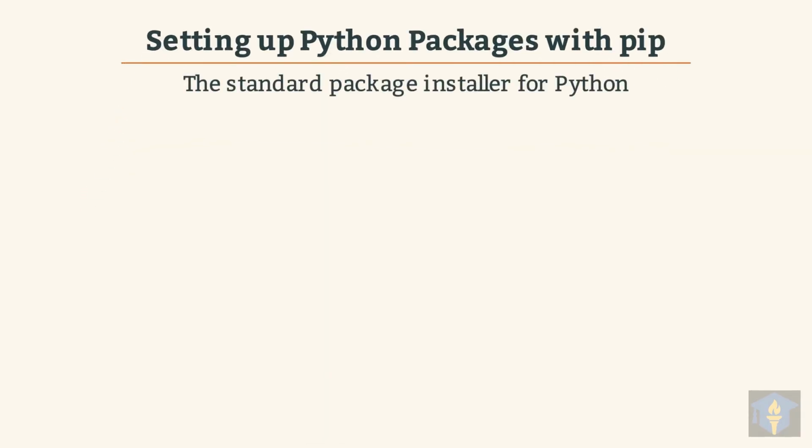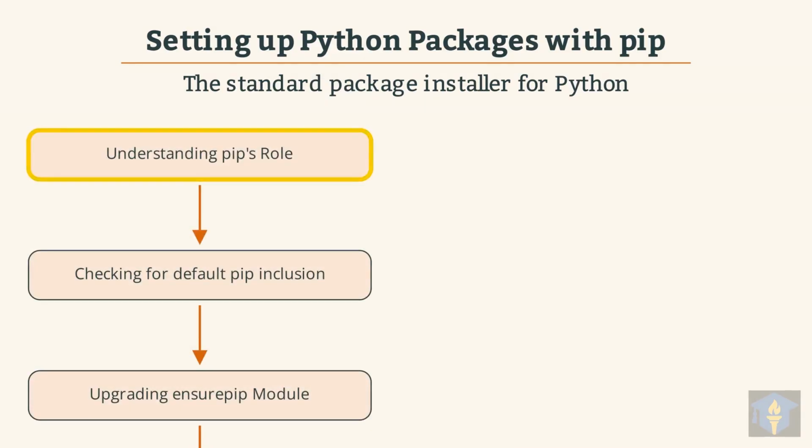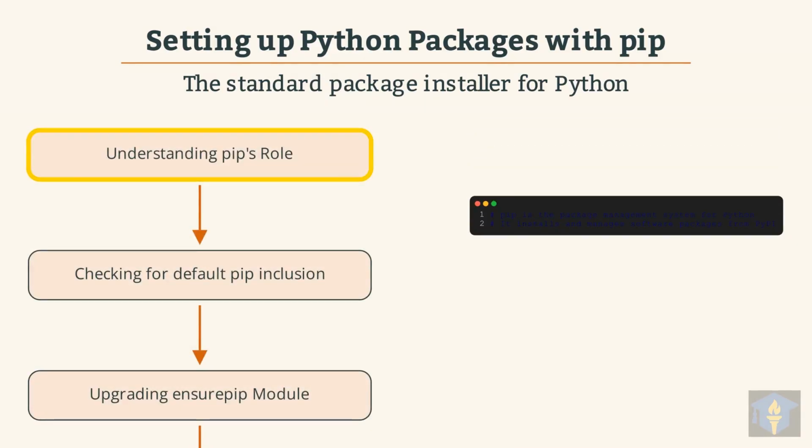Pip is the standard package installer for Python, simplifying how you manage external libraries. Understanding pip's role is crucial, as it's the primary system for managing software packages from PyPI, the Python Package Index. This powerful tool allows you to easily install and manage various software packages from the Python Package Index.